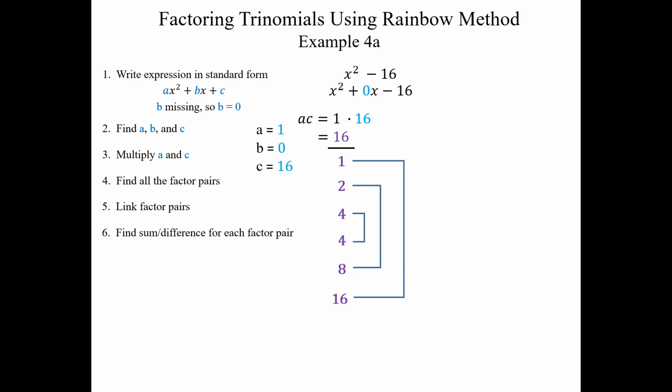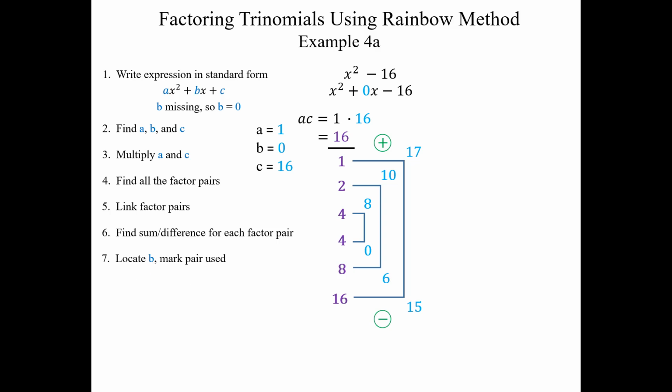Now we need to find the sum and difference for each factor pair. We'll have the sums on the top corners and the difference on the lower corners. Starting with 1 and 16, the sum will be 17, and the difference will be 15. For 2 and 8, the sum is 10, and the difference is 6. For 4 and 4, the sum is 8, and the difference is 0.